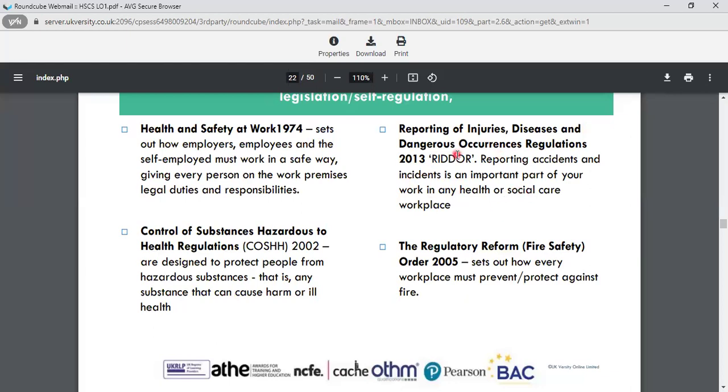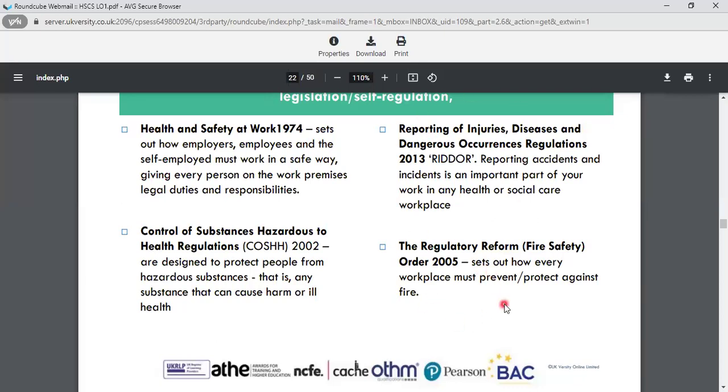You have the Reporting of Injuries, Diseases, and Dangerous Occurrences Regulations, 2013. This is, as the name specifies, the different forms that have to be filled in case of these. There are different reports that have to be kept as a record, basically, for future direction also.